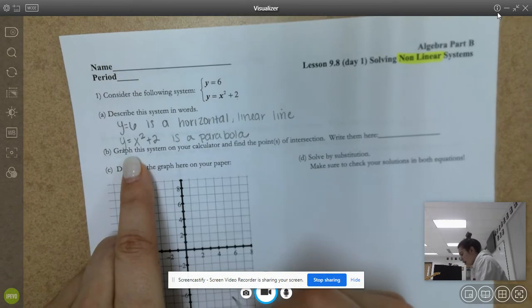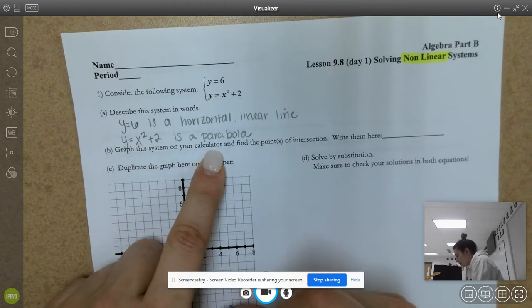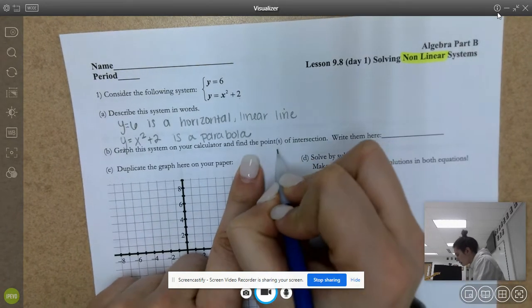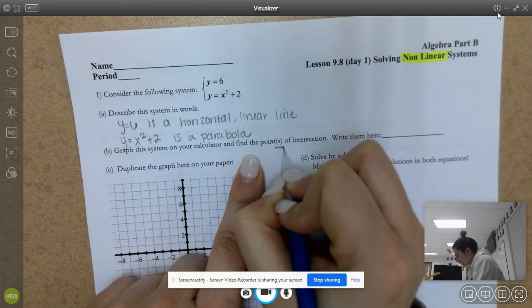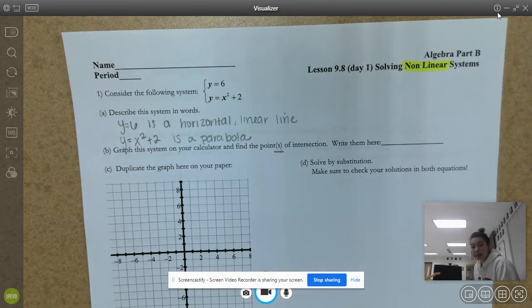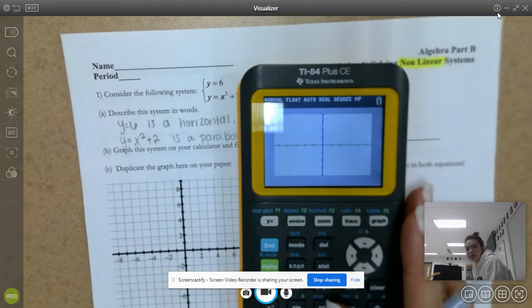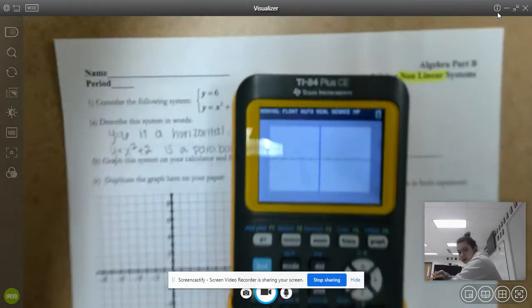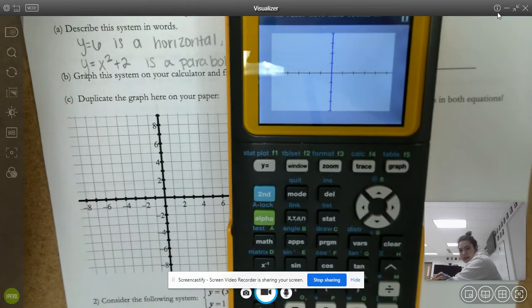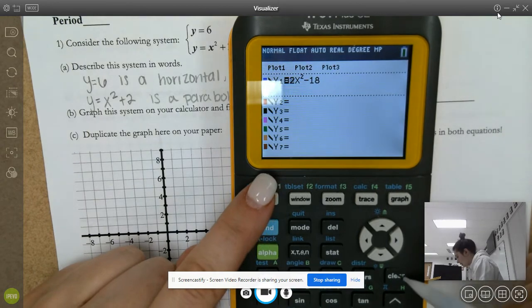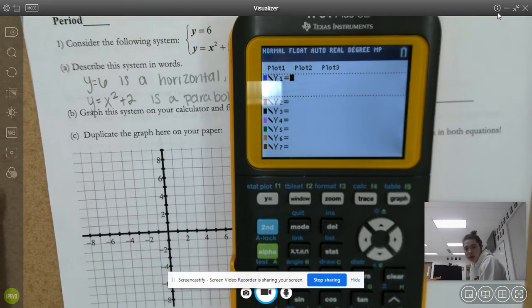For part B, it says to graph this system on your calculator and find the points of intersection. Write them here. Now notice it also has an S in parentheses, meaning that there could possibly be more than one solution, more than one intersection point. So let's go ahead and take out our graphing calculators. Just want to make sure the glare is not too bad and that you can see all of the buttons. So make sure your Y1 and your Y2 are cleared out.